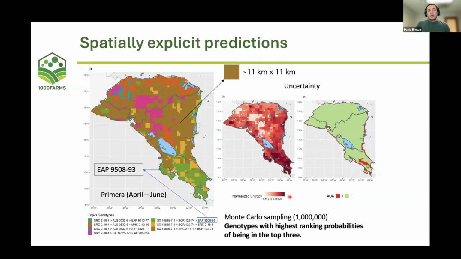But the point I want to highlight here is that it gives us an idea that, okay, potentially this variety could perform well in Costa Rica, but has never been tested there.